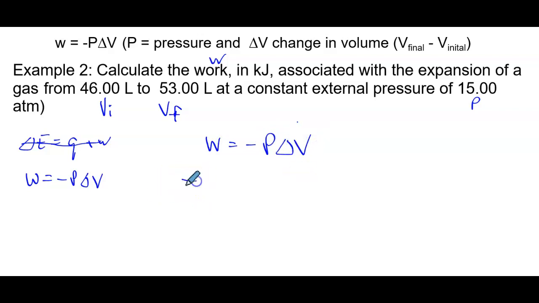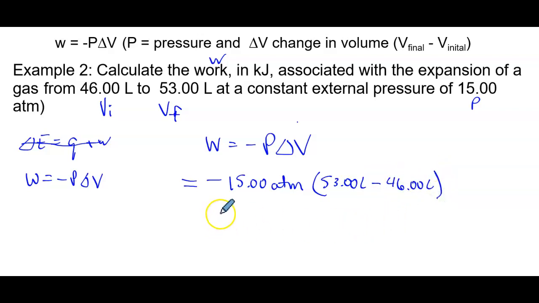So we don't know what work is. We know the pressure is 15.00 atm. And then remember that delta V means change in volume. So final volume minus initial. My ending volume, 53.00 liters, minus my beginning volume, 46.00 liters. So we're going to calculate what that is and figure out what our unit is.